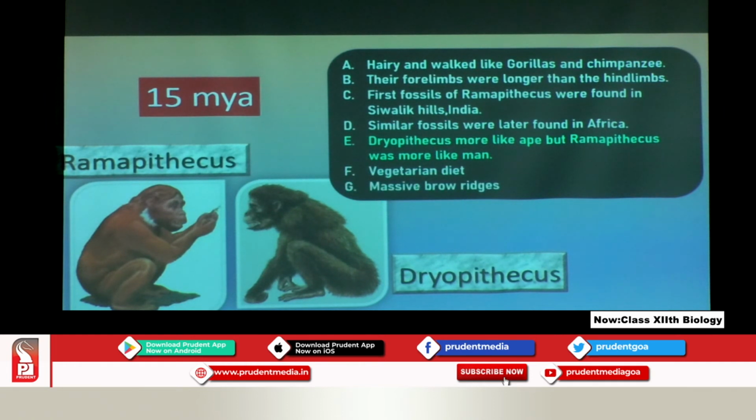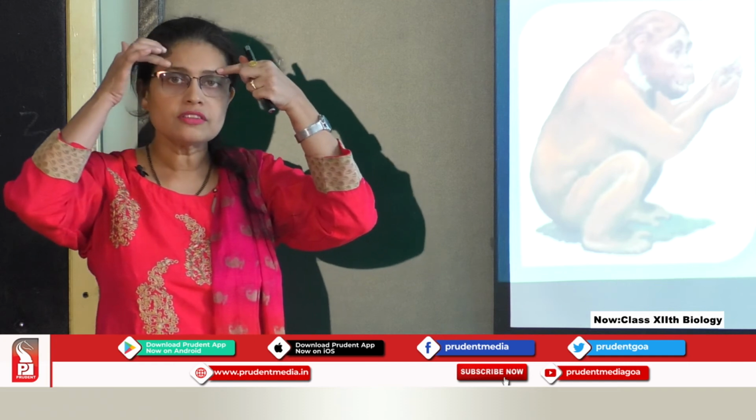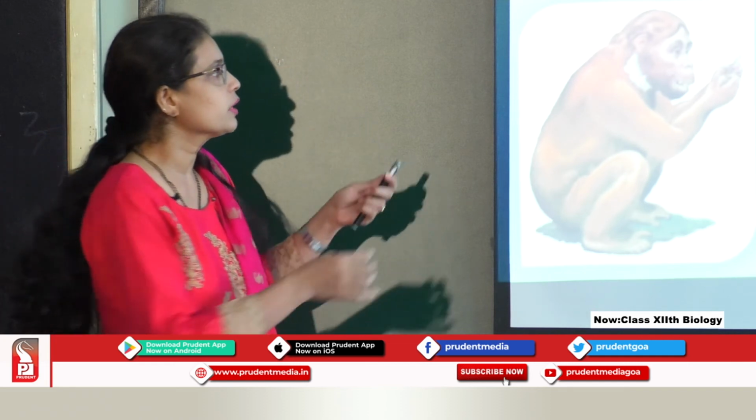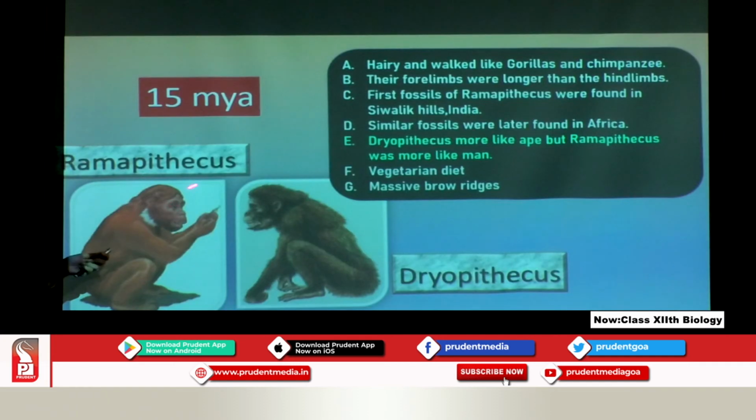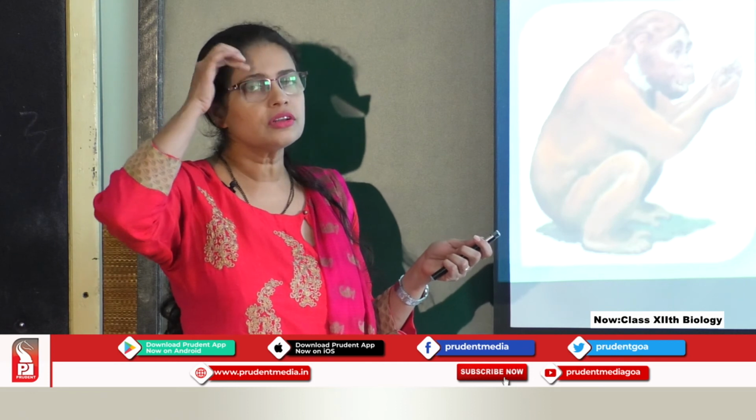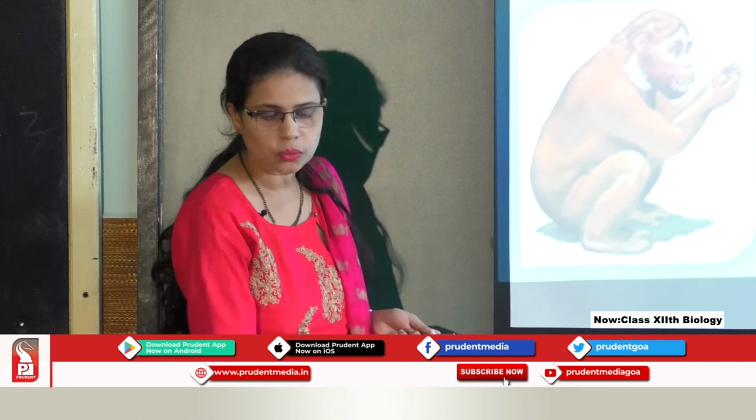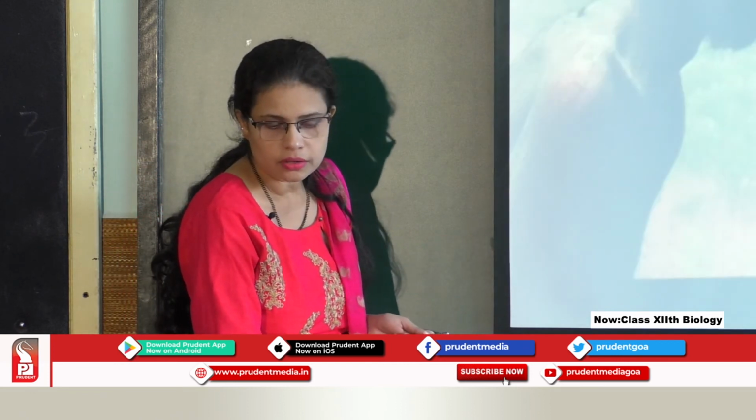Massive eyebrow ridges. So if you look at the eyebrows in us, they are somewhat flat. But this organism had very prominent eyebrows, protruding out. The bony skeleton at this region was protruding. That is what is known as massive eyebrow ridges.